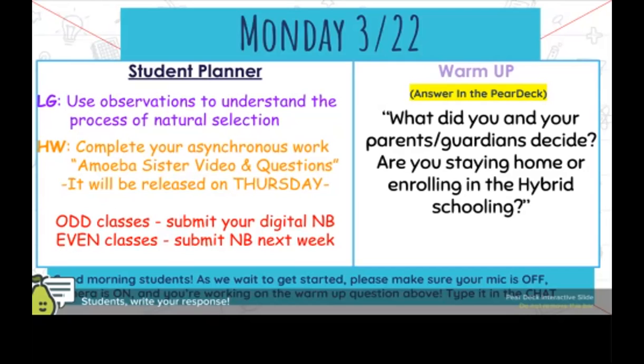All right. We have a mixture. It looks like it's almost 50-50 almost. Whatever you and your family choose, I respect that choice. Every family is unique. They have their own challenges.